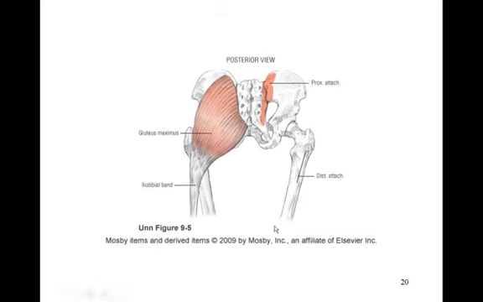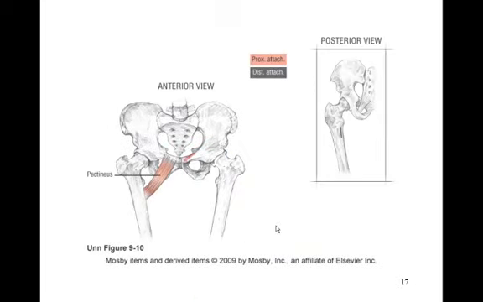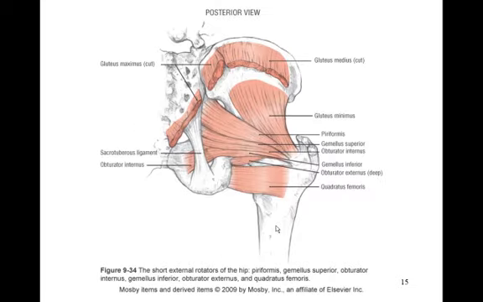I don't have a picture of the hamstrings, I apologize. Other hip extensor, of course, is the hamstrings, and we're going to look at those in a lot more detail when we do the knee. I want to go back and look again at this picture so that we can see the external rotators. I'll look at the internal rotators in a second.